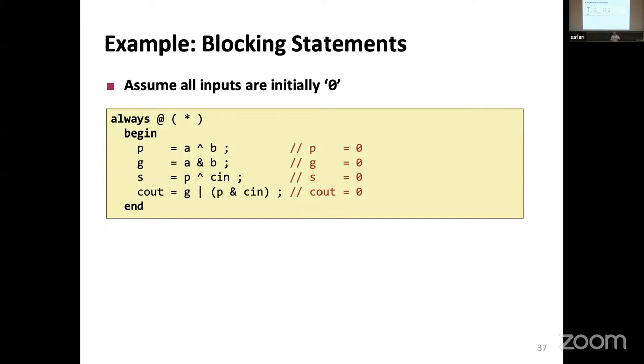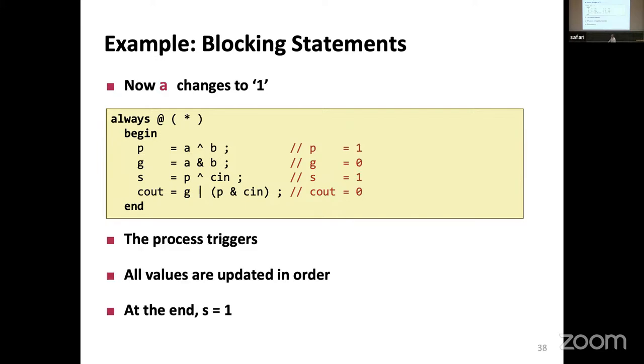Now, the important thing is, you go on the internet, you are going to find counterexamples, I know. But the important thing is, we are setting the sensitivity list to be star, which is the thing we said when you are doing combinational circuits. Please use this. And I have all these things, P, G, S, C out being assigned, and these are blocking statements. So P gets its value, G gets its value. Now when I come to S, P already has the value, C in already has its value. Now the process triggers, all values are updated in order, and at the end, S is going to be one. There's no surprise there, unless, of course, I made a mistake on the slide, which you will tell me.